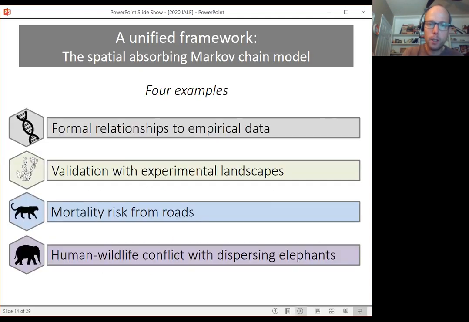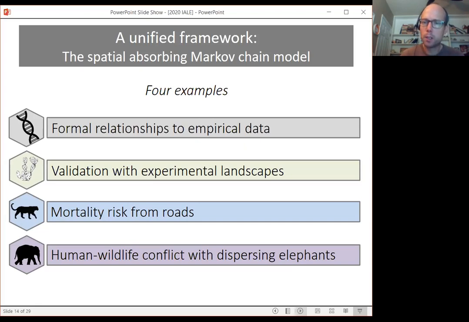So what I'd like to do is provide sort of 4 examples or 4 thoughts about how we can apply and use this spatial absorbing Markov chain model. And the first I want to discuss is how this modeling framework can be quite helpful for relating connectivity models to empirical data.